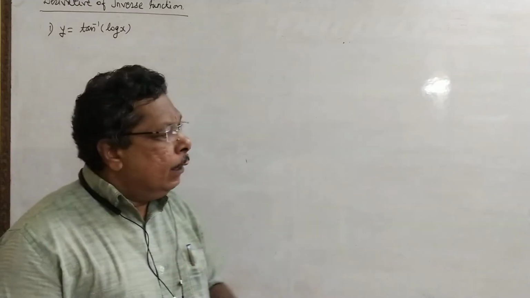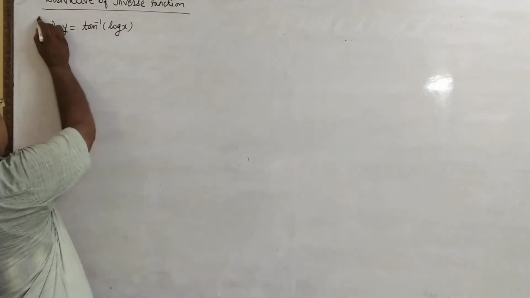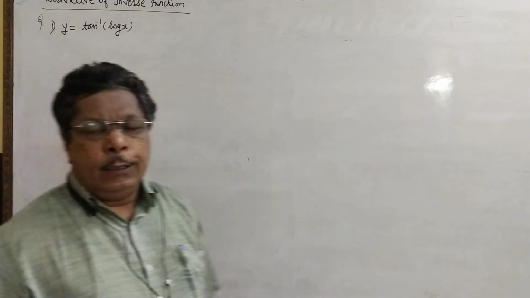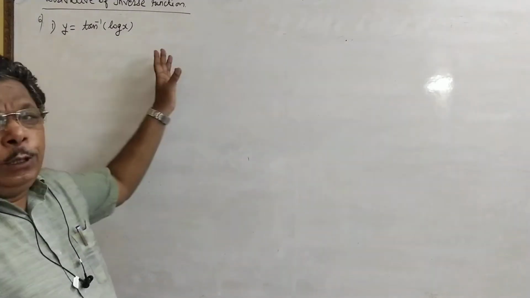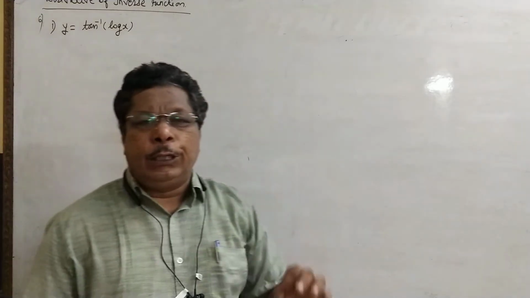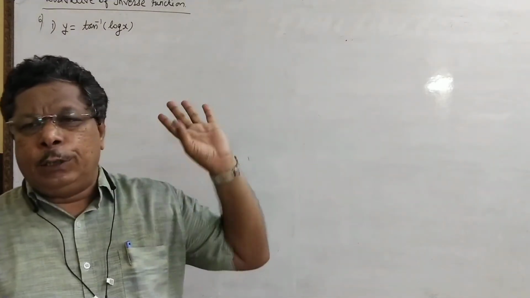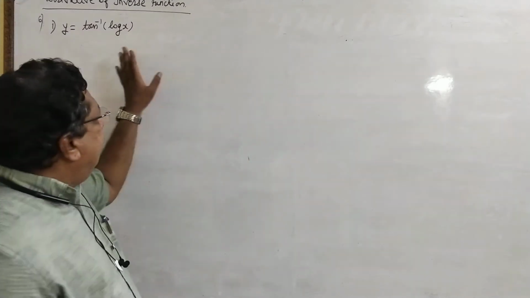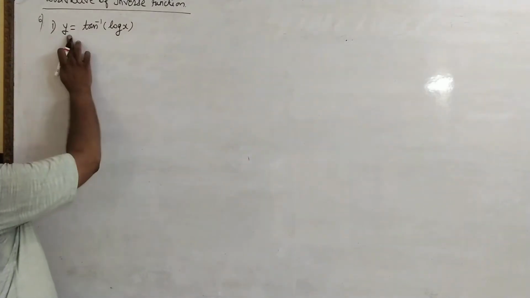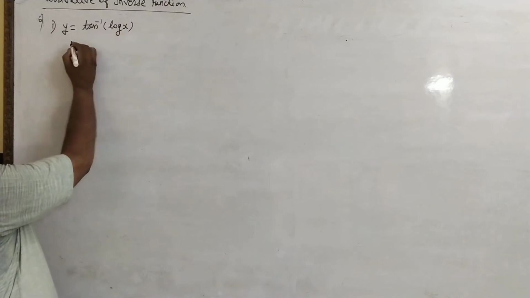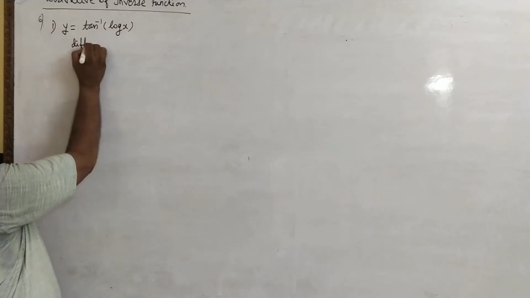Okay. In exercise 1.2, the question is 6. See the first question, y is equal to tan inverse log x. The question is: differentiate the following function with respect to x. Differentiate this function with respect to x. Okay, y equal to tan inverse log x. Differentiate with respect to x.